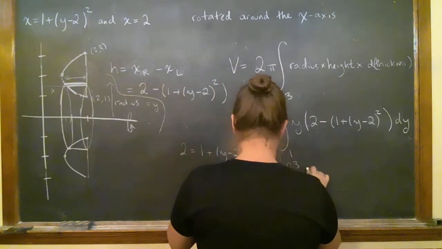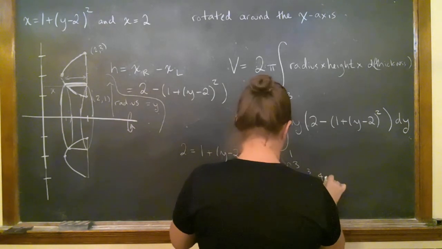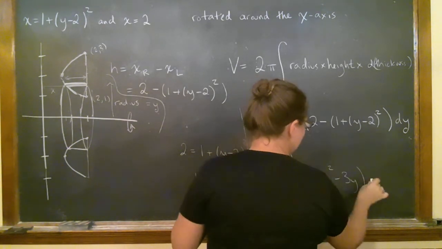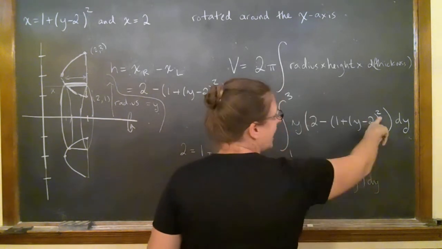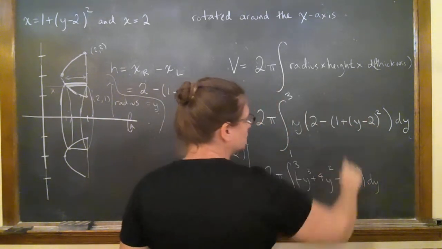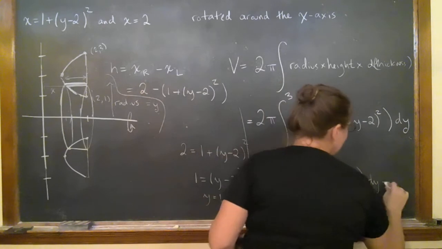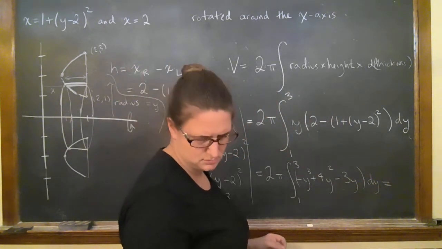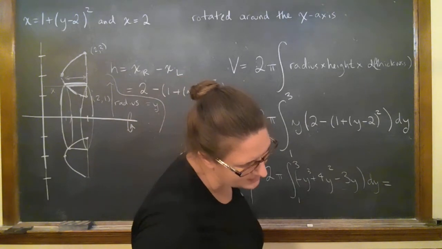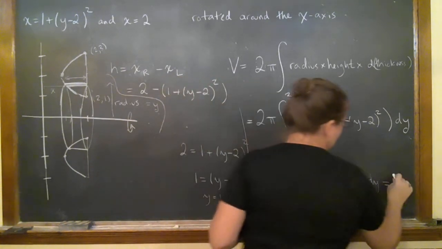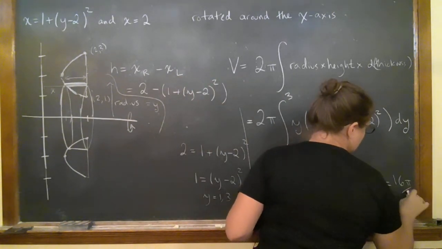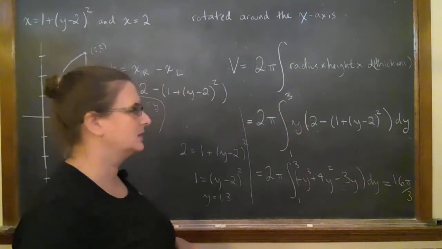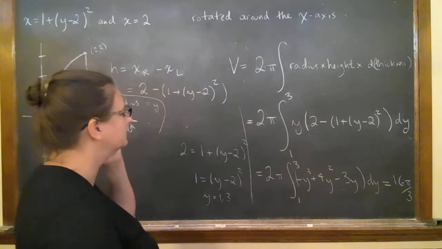This ends up being this, right? I simplify this guy. I have to work that out and distribute my negative. Then I integrate this. It's just a polynomial. It ends up being 16 pi over 3. Okay. So you can work that out if you like.